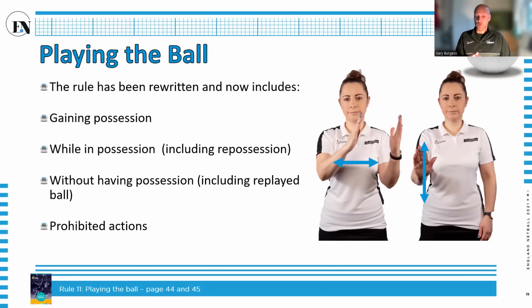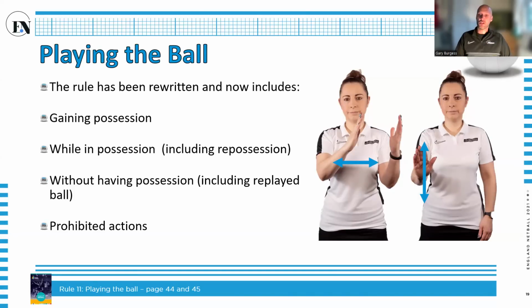Now, within that rule, there's also a long list of prohibited actions. Okay, so those are well worth having a look at, what you can and cannot do with the ball. Now, as you'll see on the screen, the hand signals have also been streamlined to indicate this. So hand signal 14, which is on the left, this is used for instances of repossession, and it looks like this.